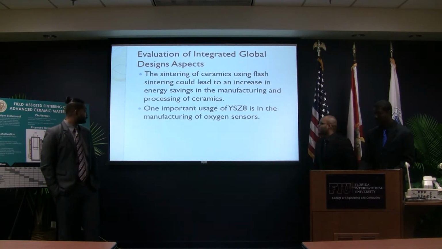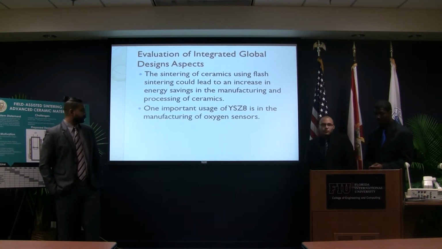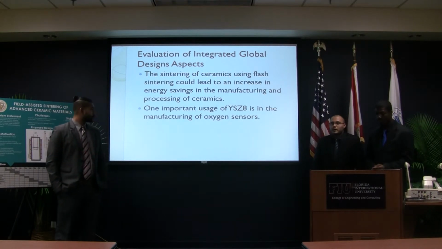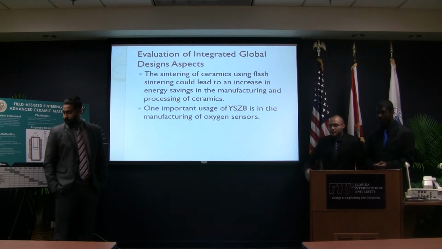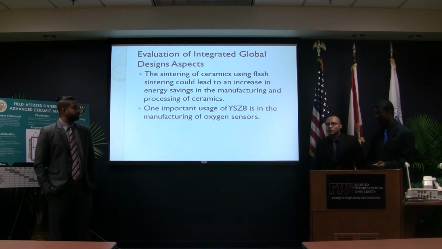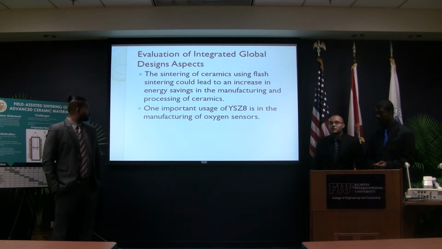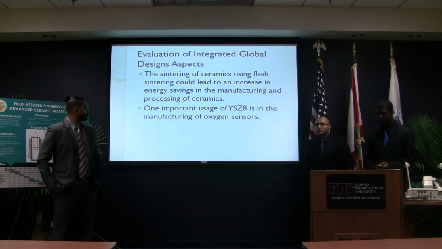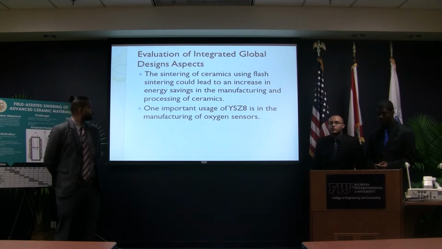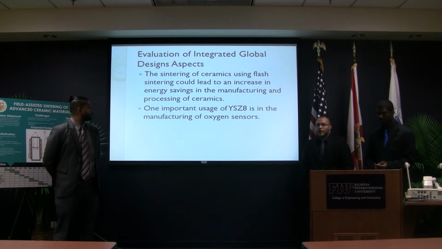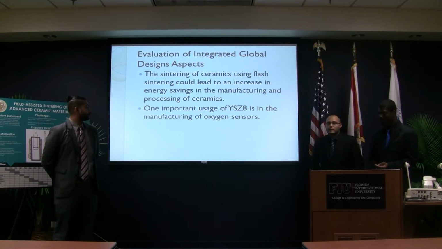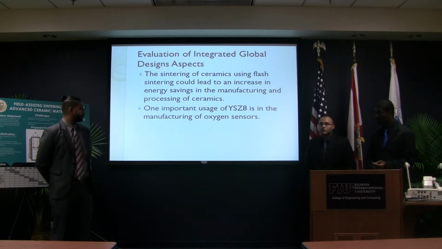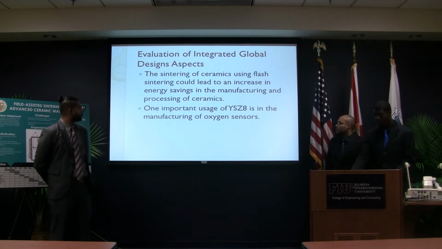Some of the design aspects here: the purpose of this experiment, if it was to be implemented in the industry, is to speed up the process of manufacturing ceramics. A lot of companies that deal with ceramics use conventional sintering, which can take more than 24 hours. By using flash sintering, you could sinter ceramics in less than 5 seconds, and you can save a lot of money in electricity and therefore make the products more available to the customers.